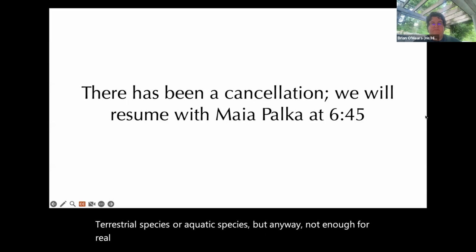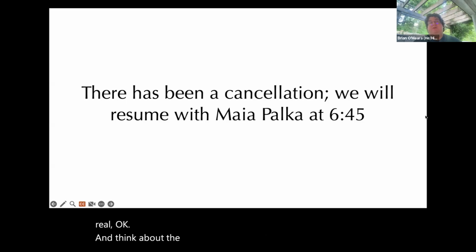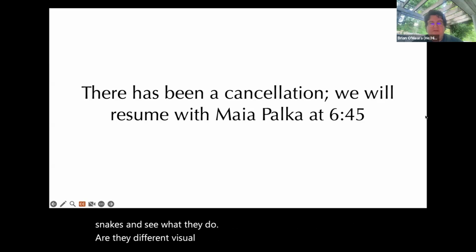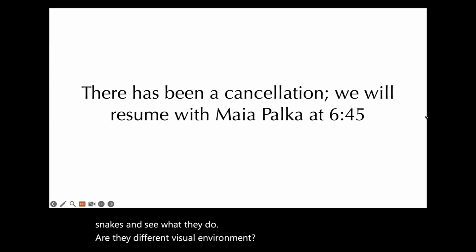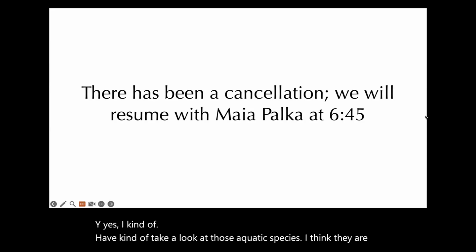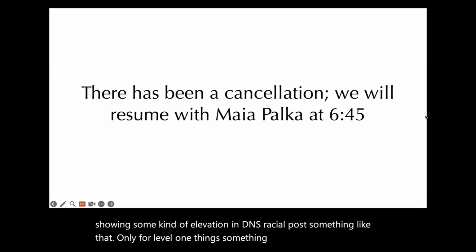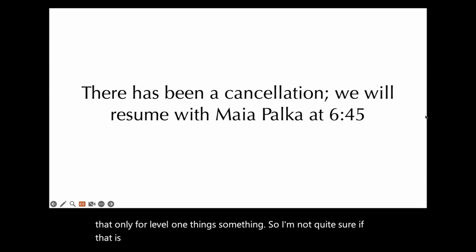Okay, neat. I didn't even think about the aquatic ones. Yeah, like we could look at sea snakes and see what they do, or if they have a different visual environment. I have taken a look at those aquatic species. I think they are showing some kind of elevation in dN/dS ratio, only for one gene. So I'm not quite sure if that is a random event or if it actually means something. But that would be something interesting to take a look at.